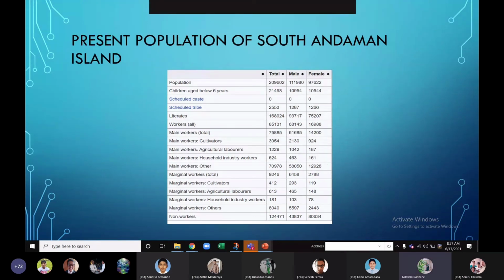So now you can see the present population of South Andaman Island. Teacher, did you see it? Yes, we can see the table. Yes.